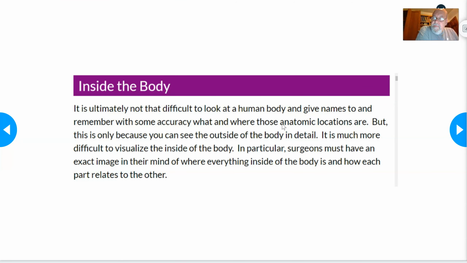So we've previously talked about the external things. We've talked about the directional terms and the external landmarks, and it's ultimately not that difficult to look at the human body and give names to and remember where those anatomic locations are, but that's partly because you can see the outside of the body in detail. It's much more difficult to visualize the inside of the body. In particular, surgeons must have an exact image in their mind of where everything inside the body is and how each part relates to each other.